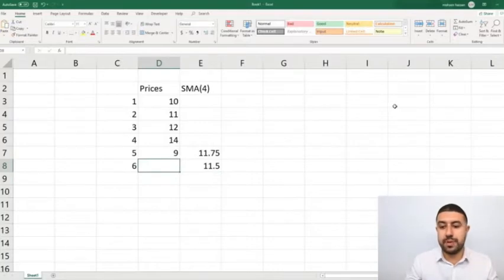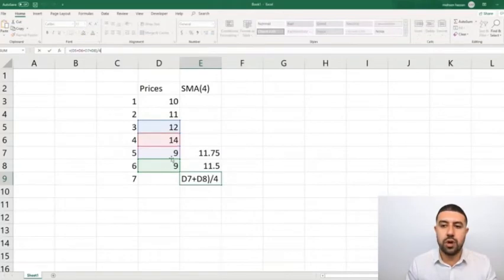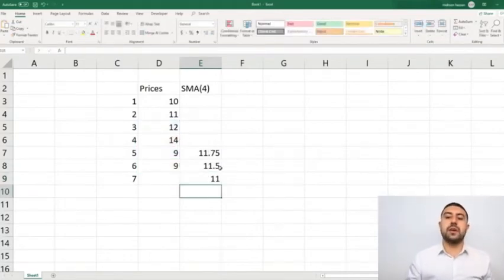Now maybe the price stays at 9 the next day. Well, on the 7th day, what is going to be the average of the last 4 days? Well, it's going to be 11 because I'm using these 4 prices. So I dropped the 11, I added another 9. So it's dropping a bit.